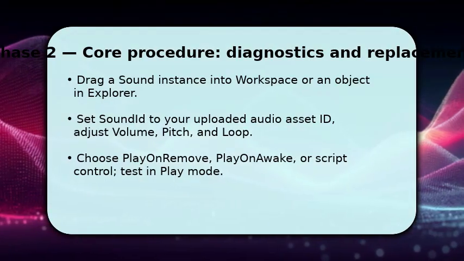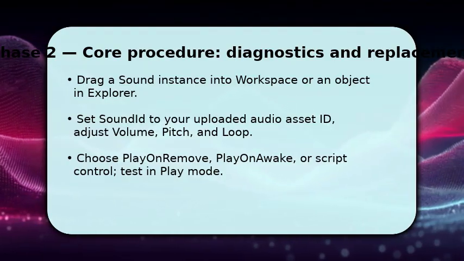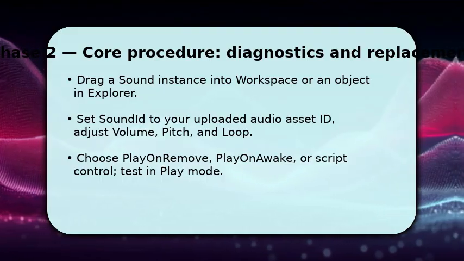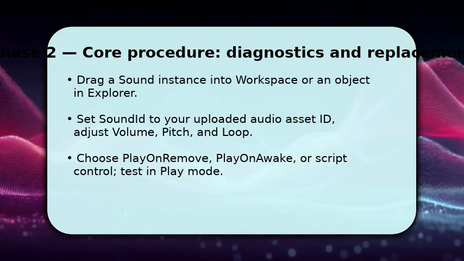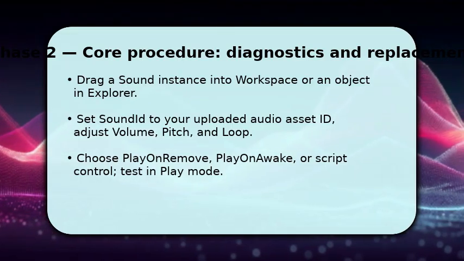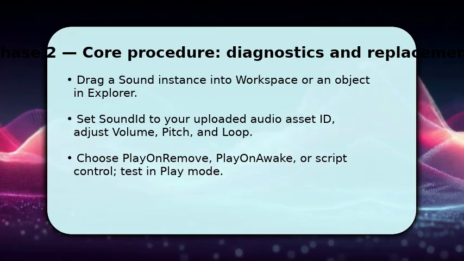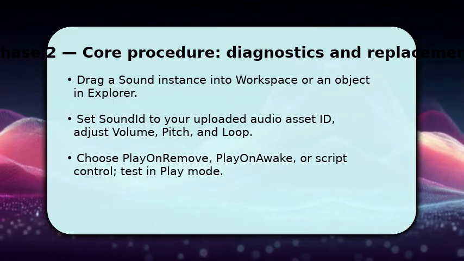Next, insert a sound instance into Workspace or into a specific object like a part or GUI. Once added, paste the uploaded asset's sound ID into the property and adjust volume and pitch to suit the environment. Check loop if you want repeating audio. Then decide how it's triggered: play on awake, play on remove, or, preferably, via a short script for precise control.